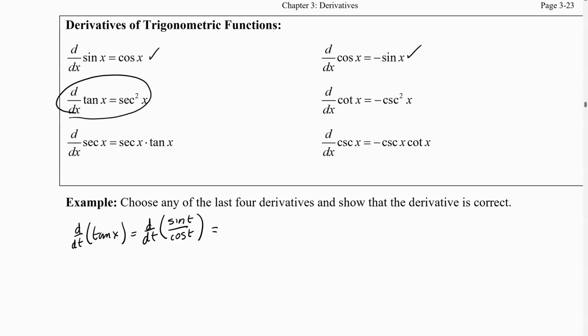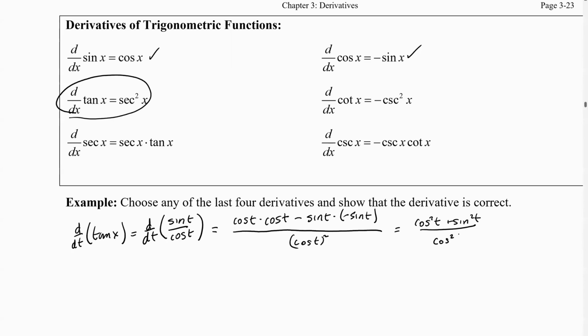What was that quotient rule again? Bottom times the derivative of the top, derivative of sine is cosine, minus the top times the derivative of the bottom. The derivative of the bottom is minus sine, all over the bottom squared, cosine squared. So what do we have there? We've got cosine squared t, plus sine squared t over cosine squared t.